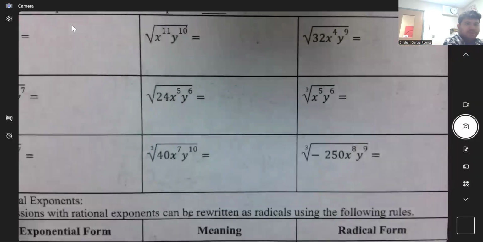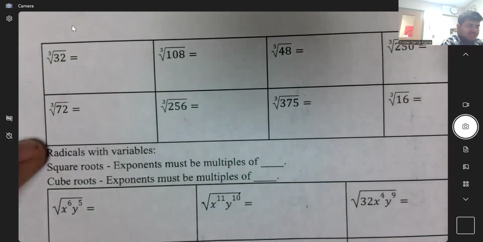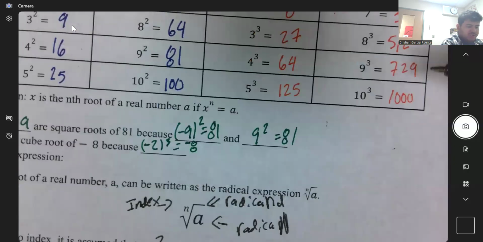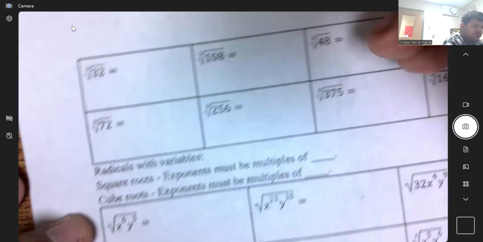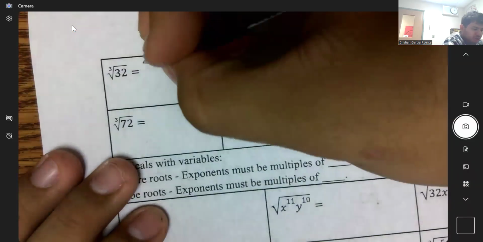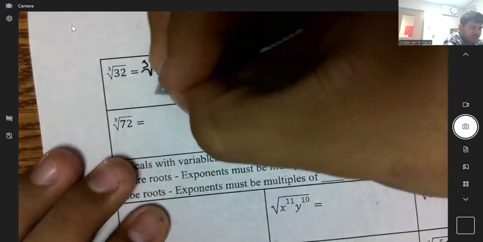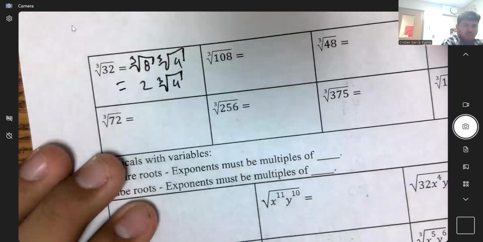The hardest thing I want to say is what we're doing on the back. So on the back, or I guess with the cube roots, it's the same thing. So let's just continue it. What's the biggest perfect cube? So look over here. Biggest, what number divides 32? So start with a number smaller than 32. Does 27 divide 32? No. Does 8? Yes. 8 times what? 8 times 4. So this is just going to be cube root 8, cube root 4. The cube root of 8 is just 2. And then cube root 4. And that's going to be your answer.